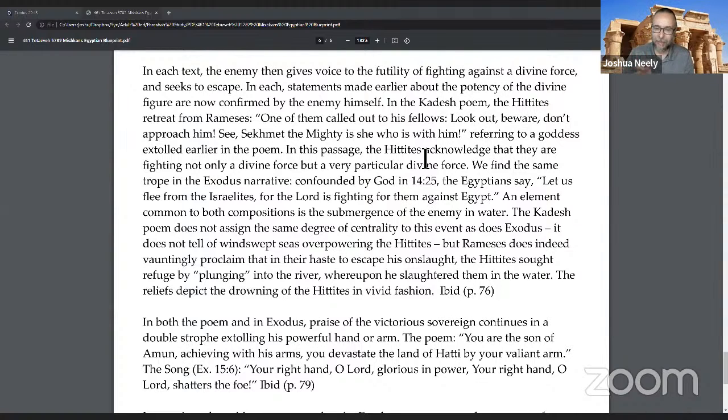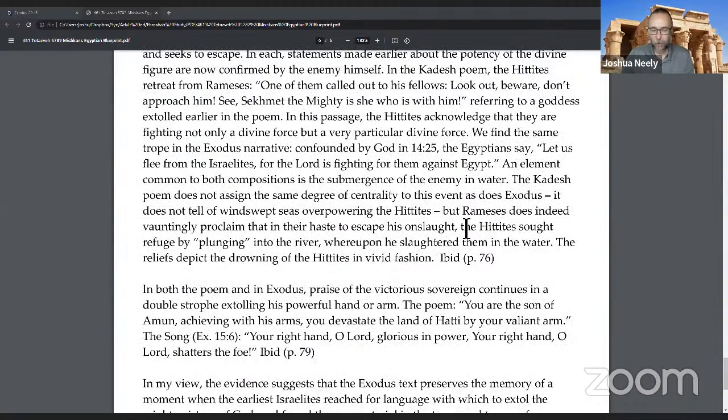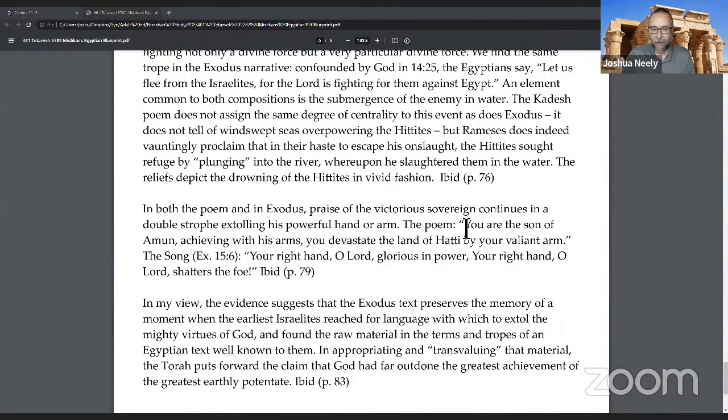So we can see that in many ways, and again, this is a much longer discussion in his book, the language of the Kadesh poem was echoed by the language of Shirat Hayam, the song that was sung when we left Egypt. He goes on just a little bit more for our purposes today. In both the poem and in Exodus, praise of the victorious sovereign continues in a double strophe extolling his powerful hand or arm.